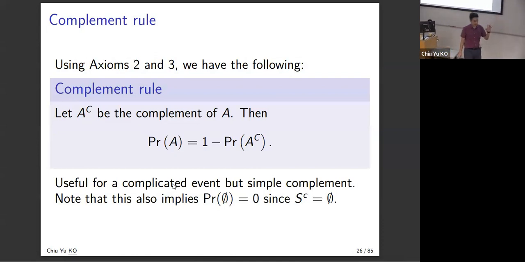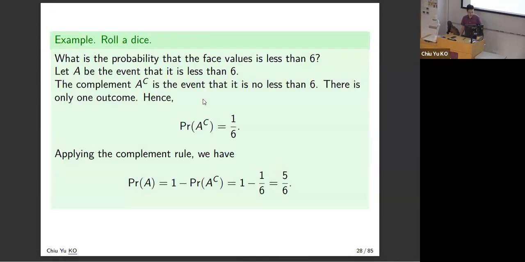The reason is sometimes you can't really go for A directly, so you want to do the complement. This is the way we work on probability. So let's see the example.